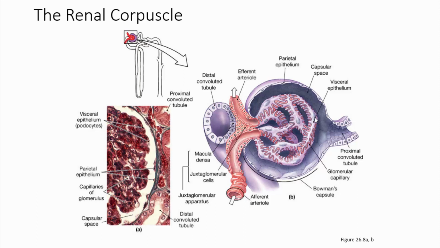What doctor do you go to if you have a foot problem? A podiatrist. So podo means foot. And so you can see these cells, these podocytes, have little feet. These little feet are called pedicels. And see, when they interdigitate with one another, they create little slits. It's kind of like if you put your fingers together, there would be little slits there.